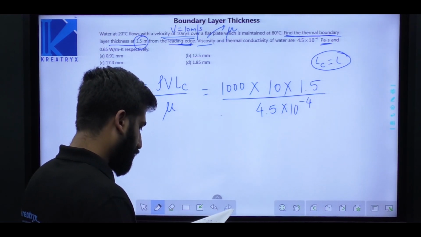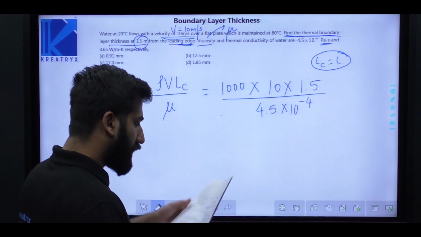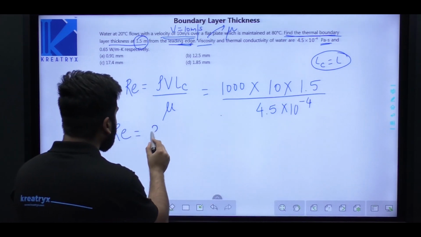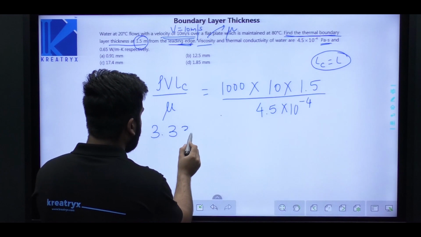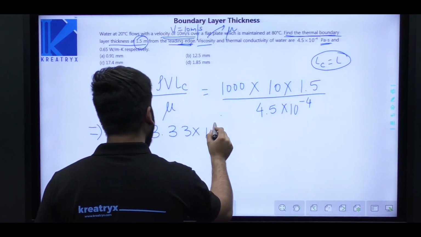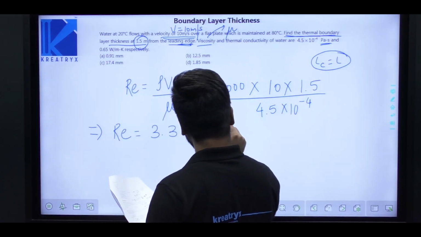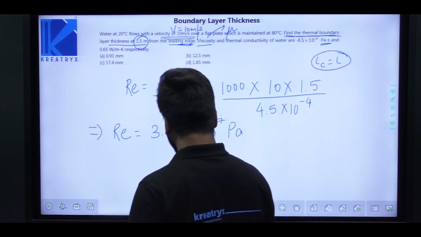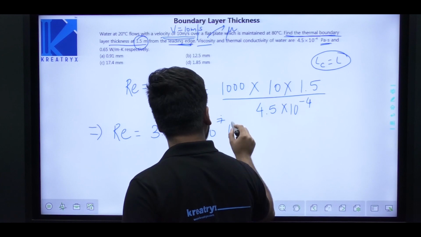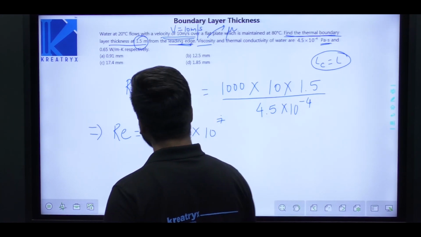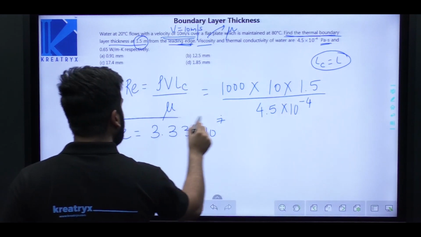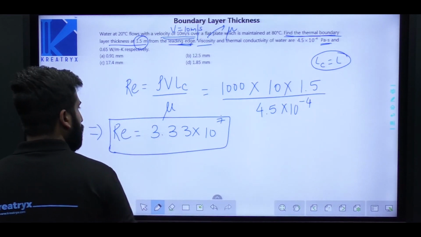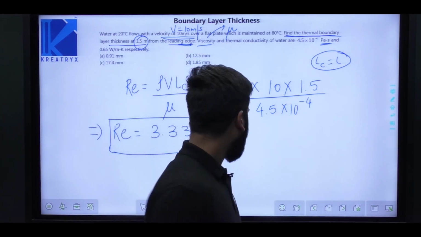value of Reynolds number. This is coming equal to 3.33 into 10 raised to the power 7. No units, sorry. Reynolds number is equal to 3.33 into 10 to the power 7, dimensionless.